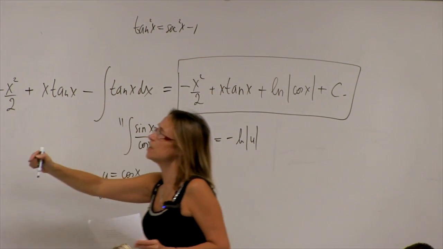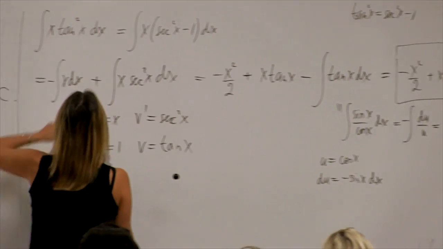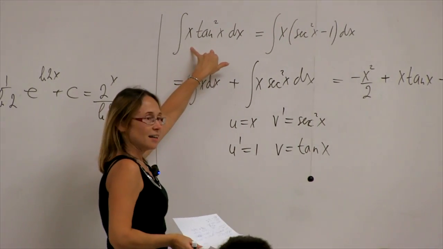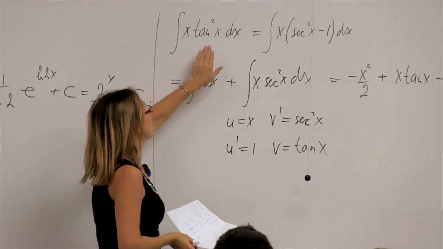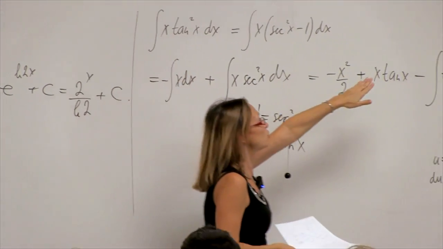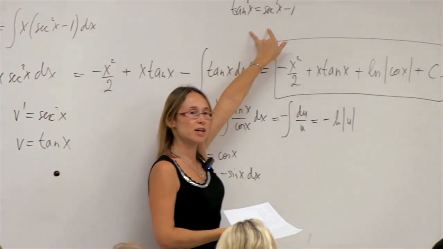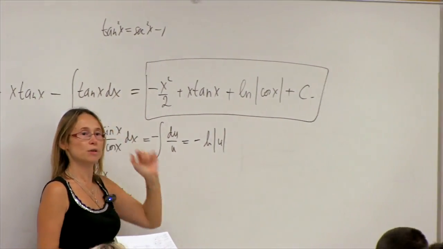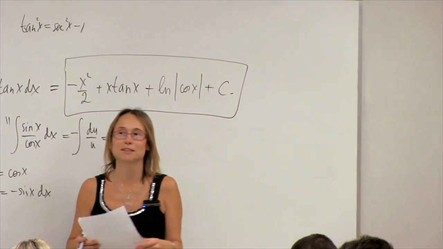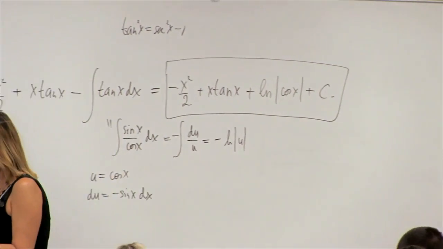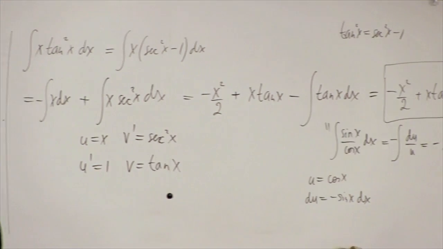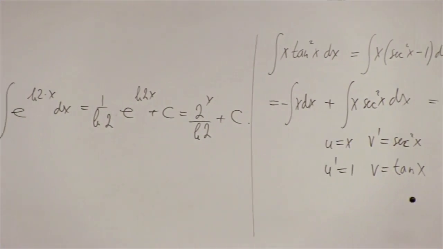So the crucial step here was to recognize the identity. You try a few things, and if nothing works, then you remember, oh, tangent squared is involved in this identity. Let's try to use the identity, and then you may see the light. Okay. Next example.